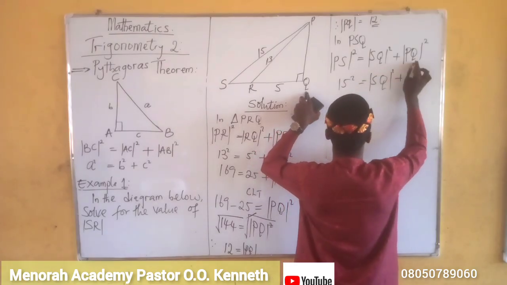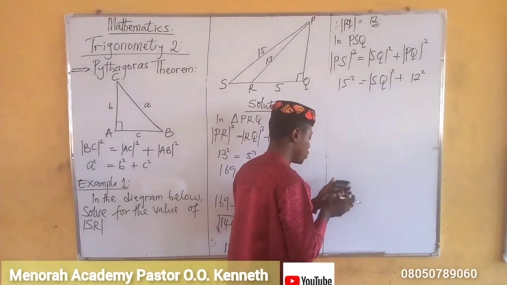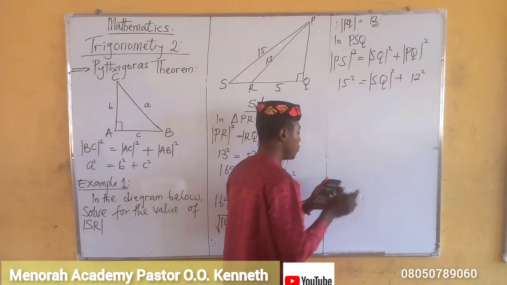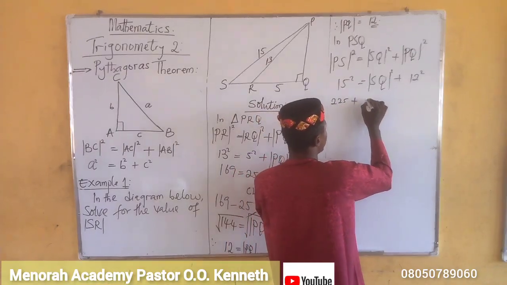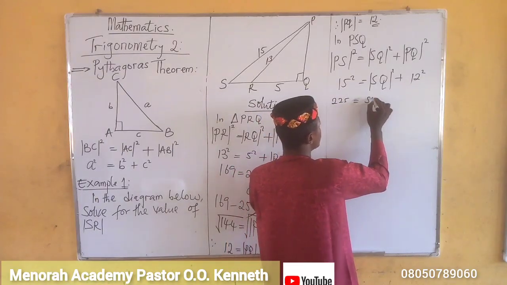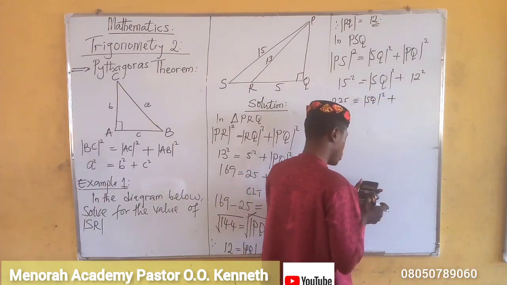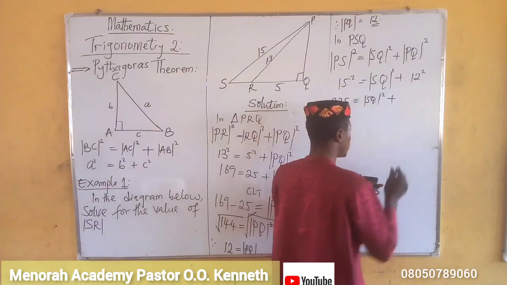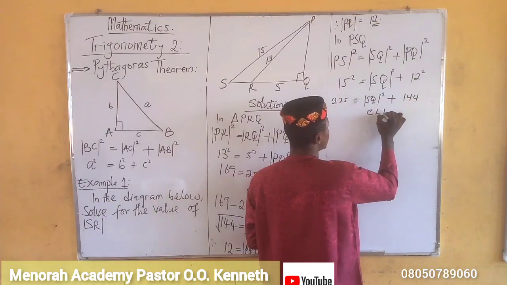Then plus PQ is what we just found to be 12 squared. So 15 squared will give us 225. Then plus our SQ, which we don't know, plus 12 squared. Our 12 squared will give us 144. So now we collect like terms.